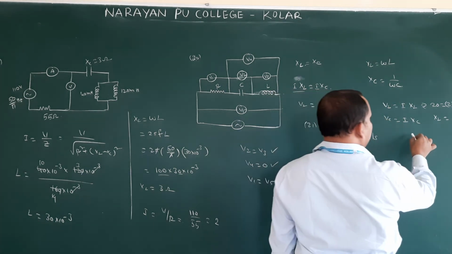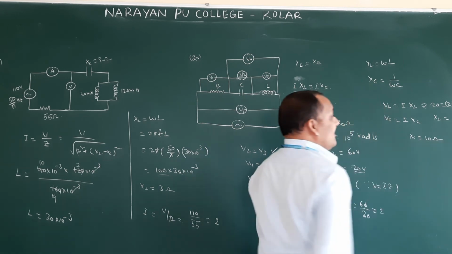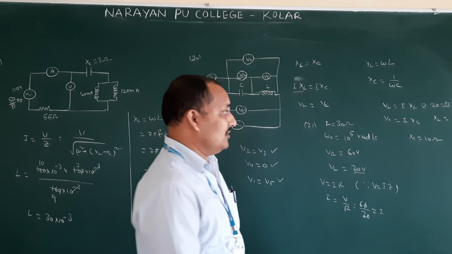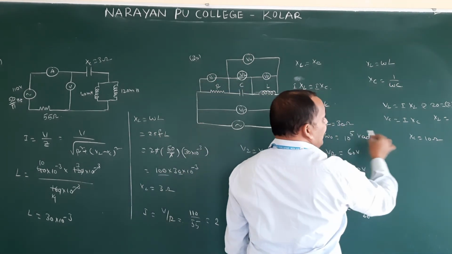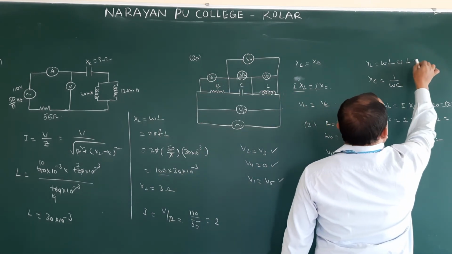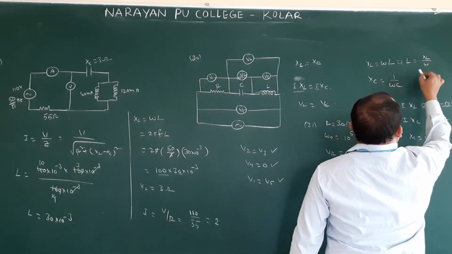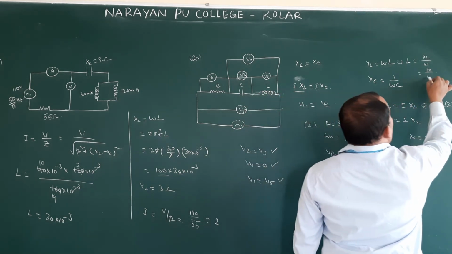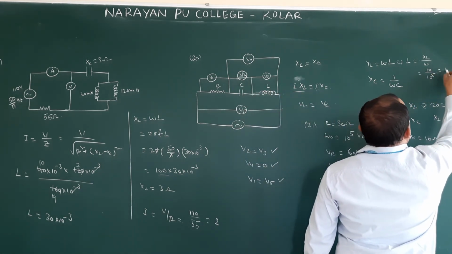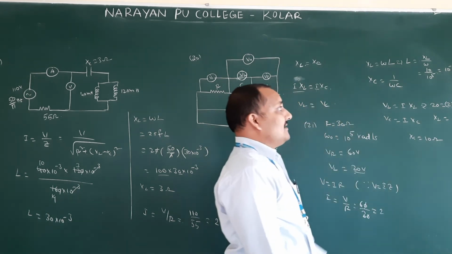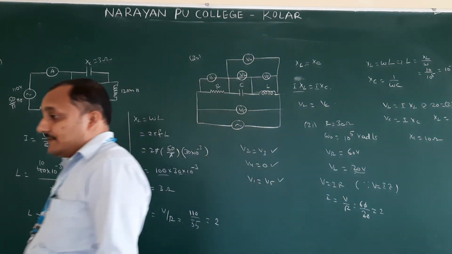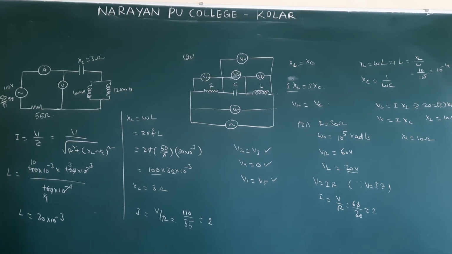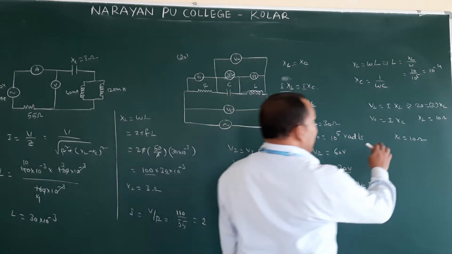XL is 10 ohm means XC also 10 ohm. Why? Because at resonance condition both are same. Now XL value came to know, 10. Then L is equal to XL by omega. XL value 10, 10 by omega value 10 power 5. It is going to be 10 power minus 4. L value is 10 power minus 4. First one is correct. Now the value of C.